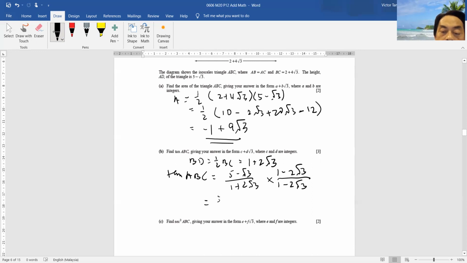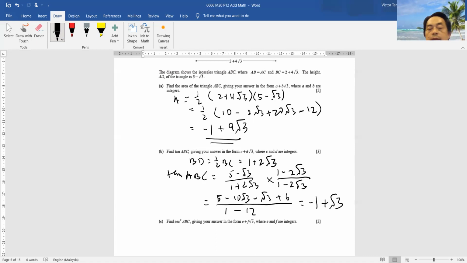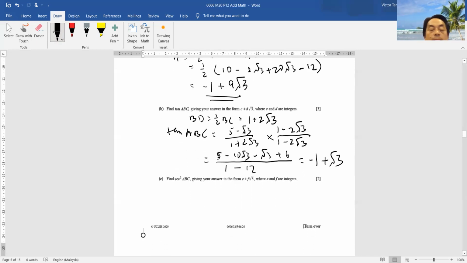5 times 1 is 5. 5 times minus root 3 is minus 10 root 3. Minus root 3 plus 2 times 3 is 6. 1 minus 2 square is 4 times 3, 12. So 5 plus 6 is 11 over minus 11 is minus 1. Minus 10 root 3 minus root 3 is minus 11 root 3 over minus 11 is plus root 3. Okay. There you have it.